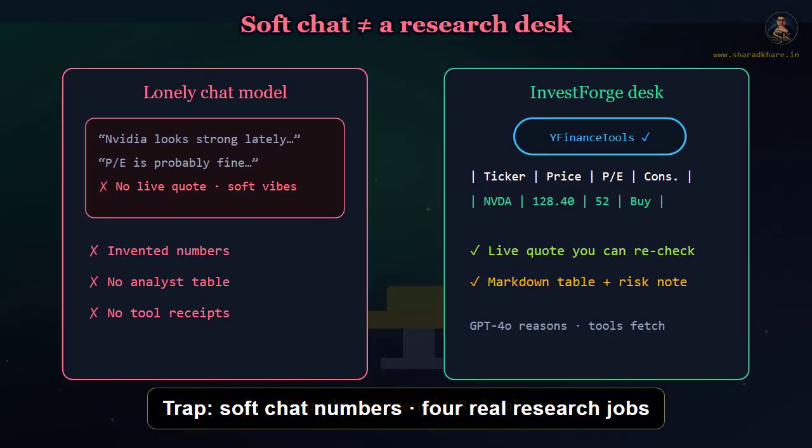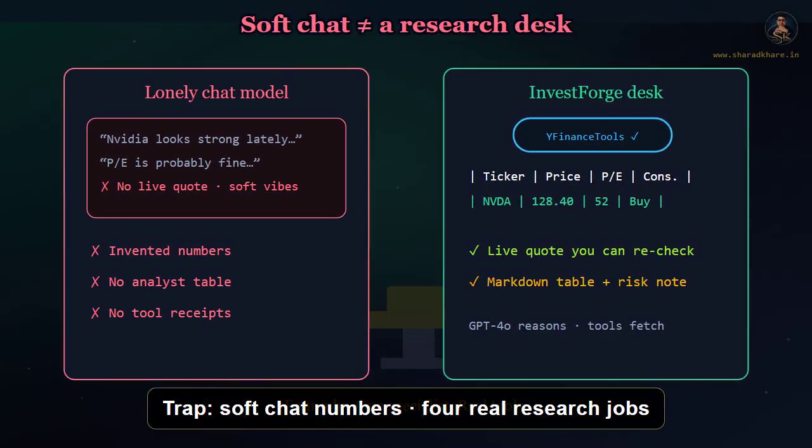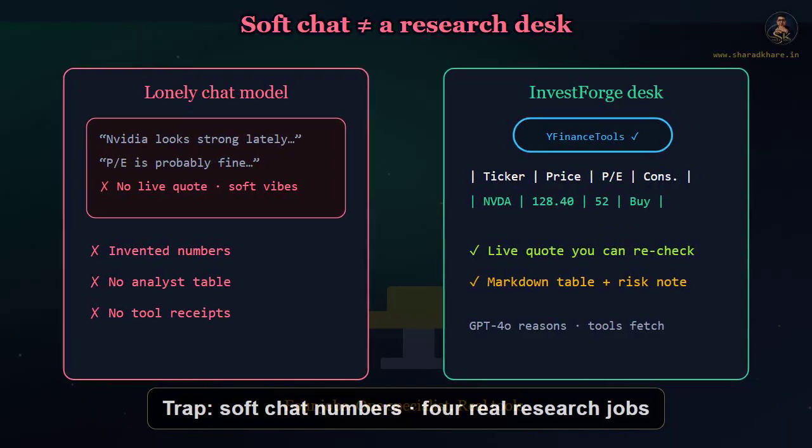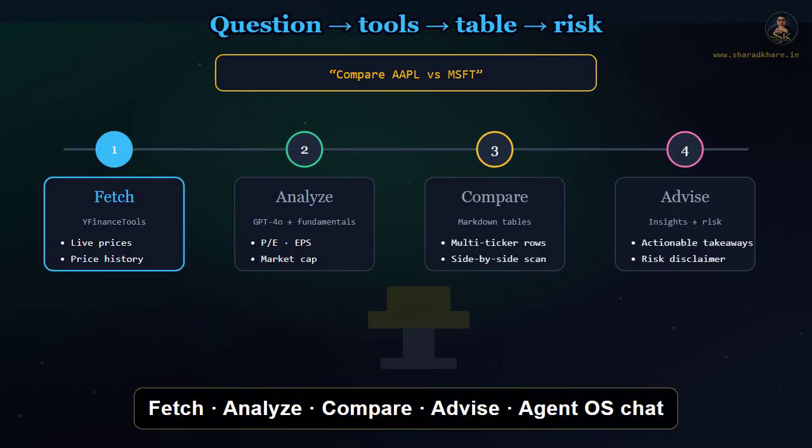InvestForge keeps those jobs inside one sharp specialist agent with YFinanceTools doing the fetching and GPT-4o doing the reasoning. Meet the fetch step. YFinanceTools pull current and historical prices, so the answer is anchored to market data, not memory. Meet the analyze step. The agent evaluates fundamentals like PE, earnings per share, market cap, and revenue style metrics.